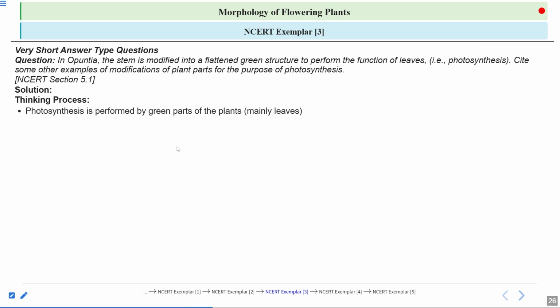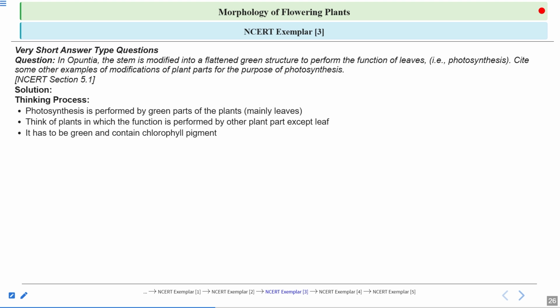Photosynthesis is performed by the green parts of the plant, mainly leaves. You all know which part of the plant performs photosynthesis? All the green parts. And mainly in the green part, what comes? Leaves, right? Think of the plant in which the function is performed by other plant parts except leaf. It has to be green and contain chlorophyll pigment. So there are some other parts of the plant that can become green and do the process of photosynthesis except leaf.